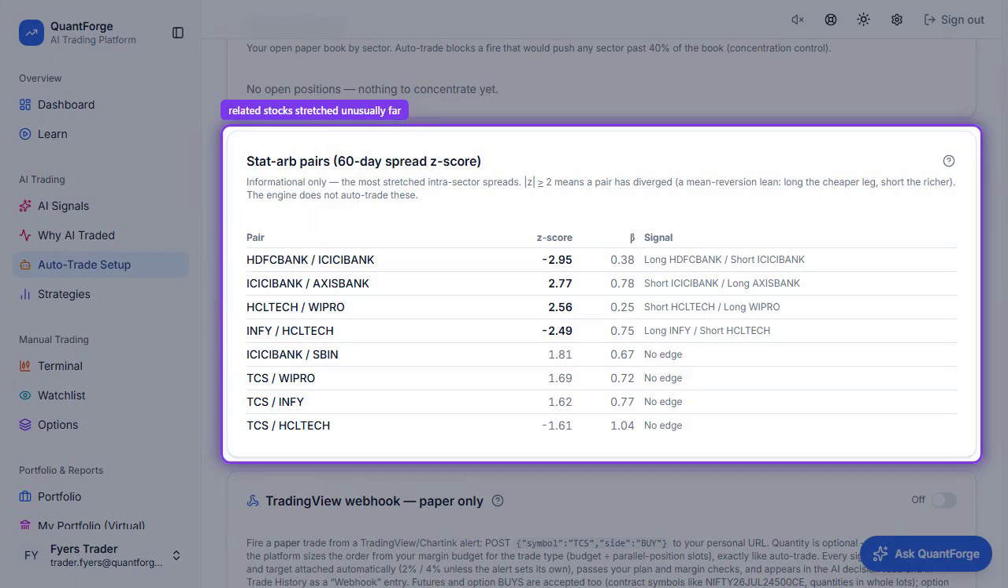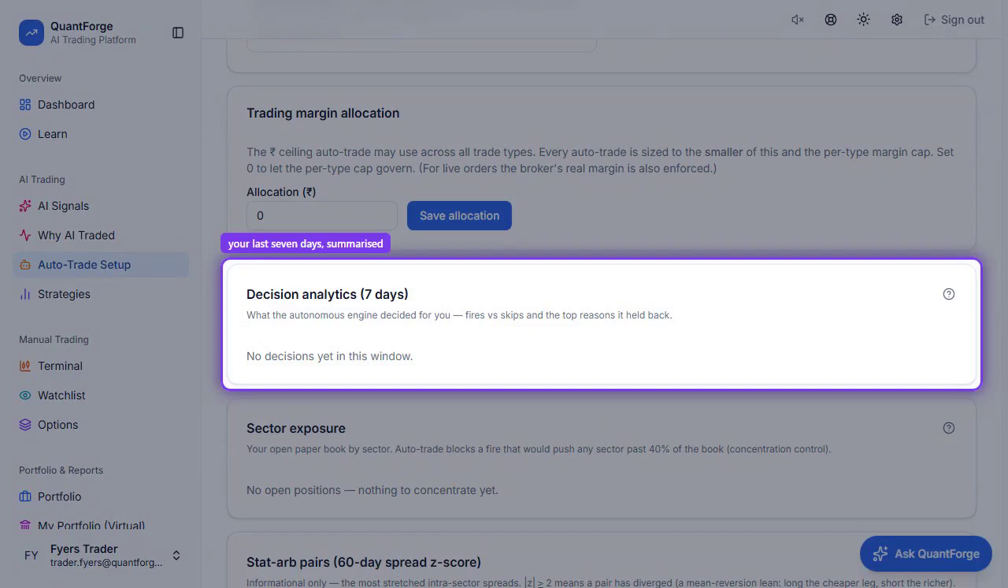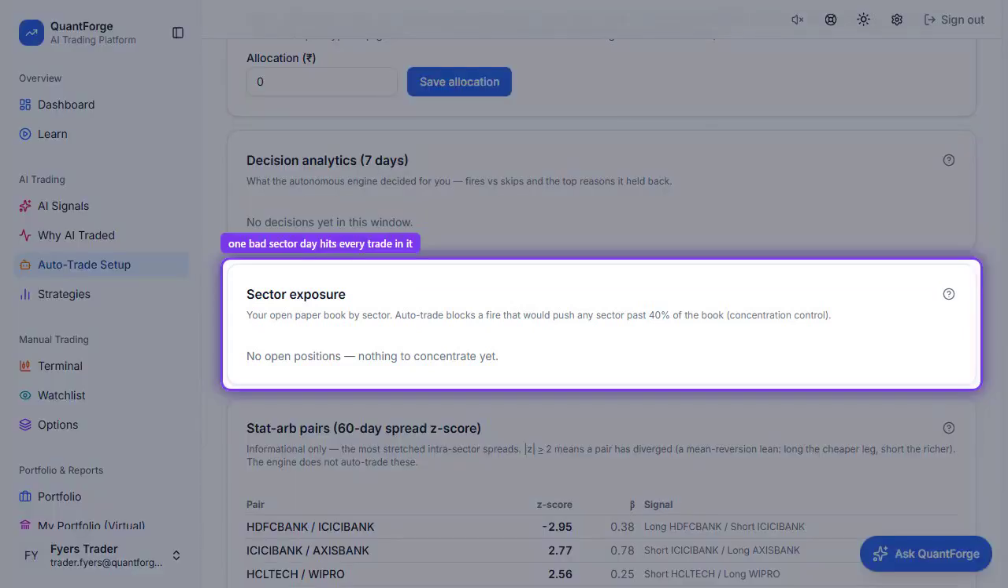And sector exposure? How much of your money sits in one sector? If every open trade is a bank, one bad banking day hits all of them together. The engine also enforces a cap on this, so it is not just information.